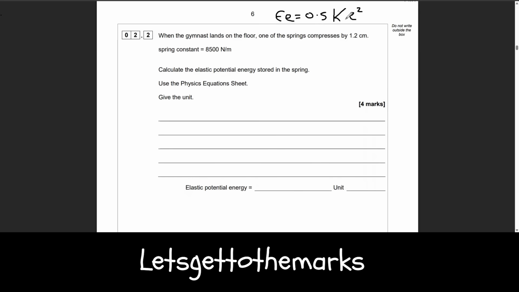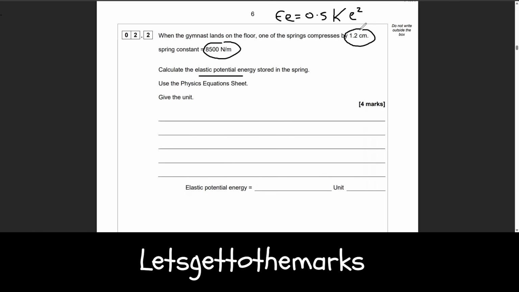So we need to just put our numbers in and convert our units. Now, one thing to note straight away, we are calculating elastic potential energy stored in the spring. We've used the physics equation sheet, we've selected the correct equation, and these are the numbers we've got. Why don't you pause the video, have a go, and then I'll go through.